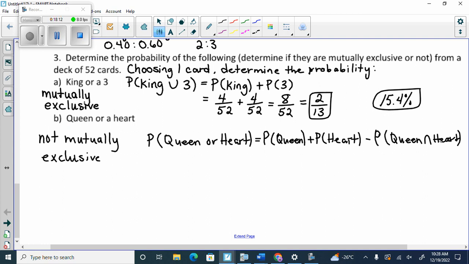My memory is... So what's the probability of a queen? 4 out of 52. And a heart? How many hearts are there? 13 out of 52. Now I counted the queen of hearts in this first one. I counted the queen of hearts in the second one. So I've counted it twice, and so I need to take off the queen of hearts, so 1. So I get 16 out of 52, which reduces to 8 out of 26, which reduces to 4 out of 13.